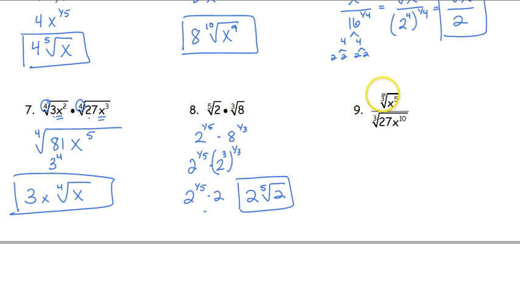Number 9, we see that we have the cube root on top and bottom. So I'm going to see if I can reduce something. Sometimes we can, sometimes we can't, but I always try first.